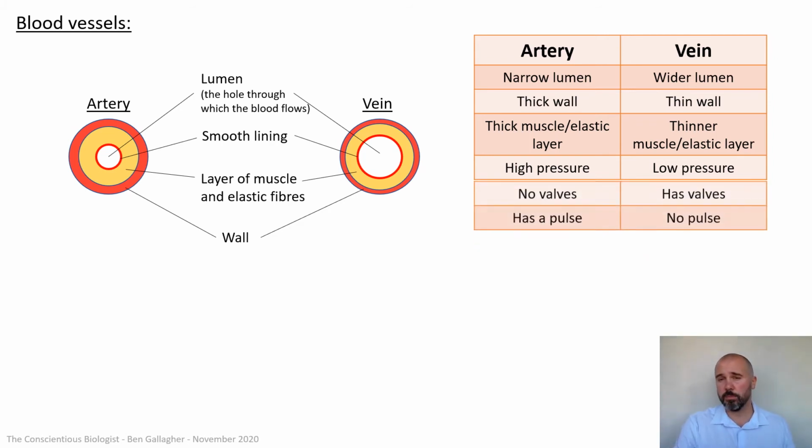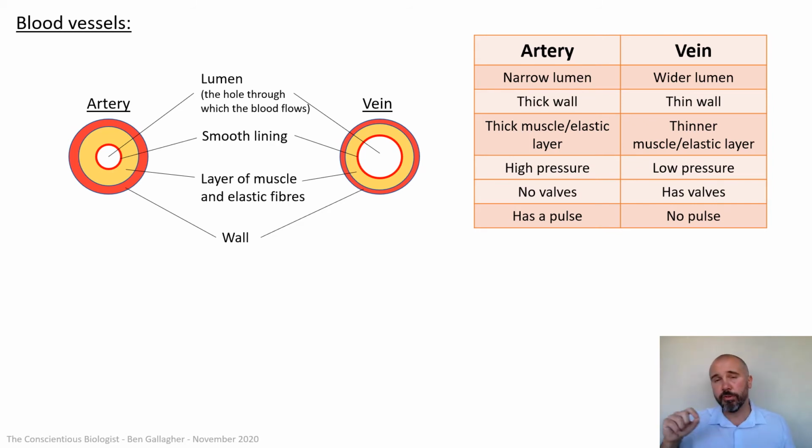Just a couple of extra points on that. Arteries don't have valves in them, but veins do. Because the lumen is quite large and the blood's going quite slow, you need to have valves, otherwise the blood might come backwards. So to keep things moving in one direction, veins have valves in them called pocket valves.